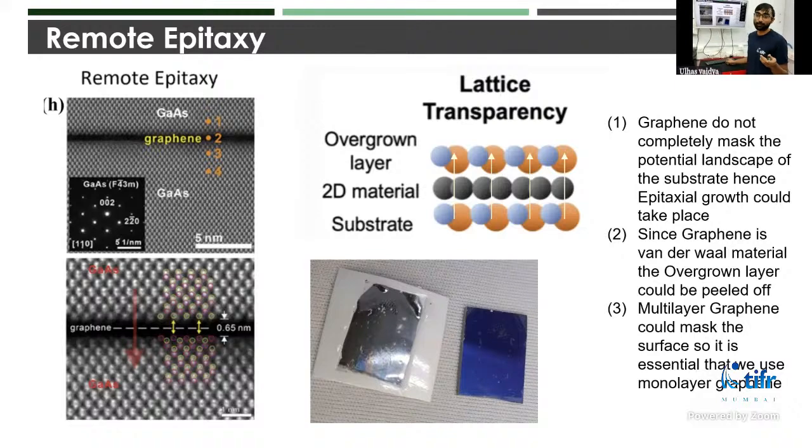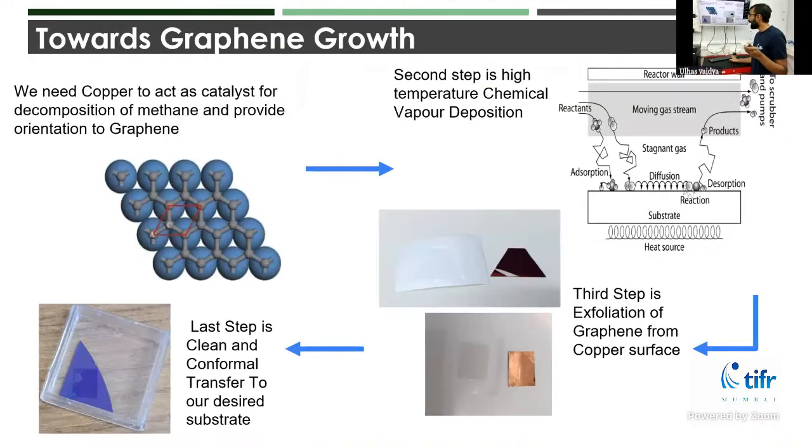This is like 0.4 nanometer thick. And the answer is we use copper. Copper acts as a catalyst for decomposition of methane. Methane is CH4, so you want to take those hydrogen atoms away and you just want the carbon. So copper acts as a catalyst to decompose this methane, and when the methane decomposes it gets deposited on the copper surface itself.